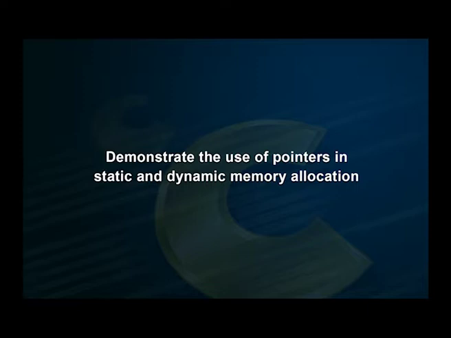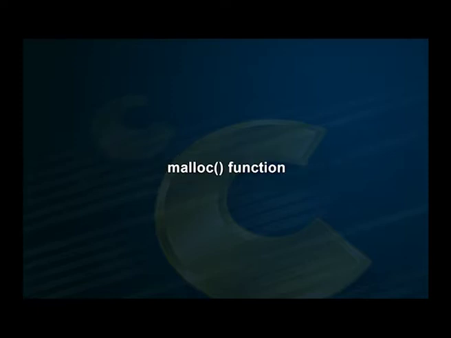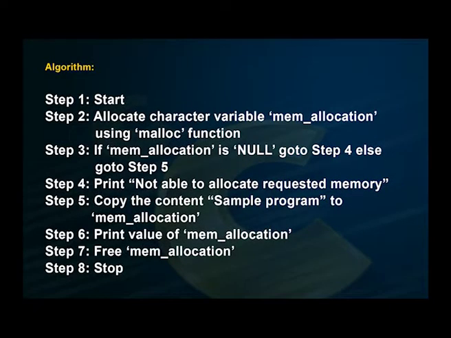Now, let us move to the next program to demonstrate the use of pointers in static and dynamic memory allocation using the malloc function. Let us now see the algorithm. Step 1, start. Step 2, allocate character variable mem allocation using malloc function. Step 3, if mem allocation is null, go to step 4, else go to step 5. Step 4, print not able to allocate requested memory.